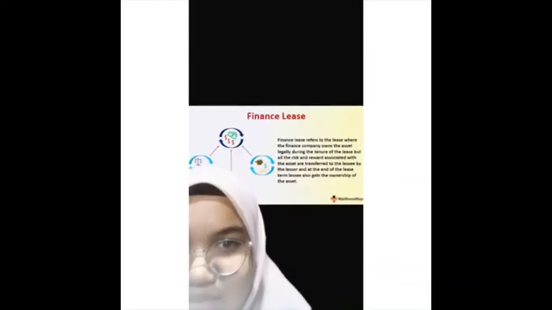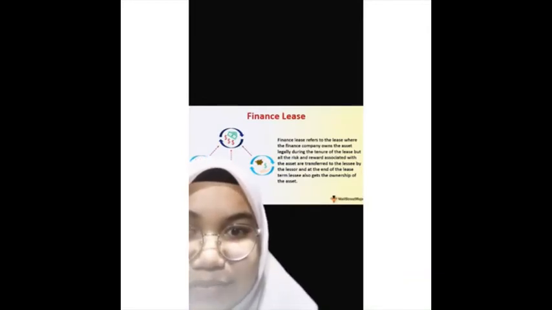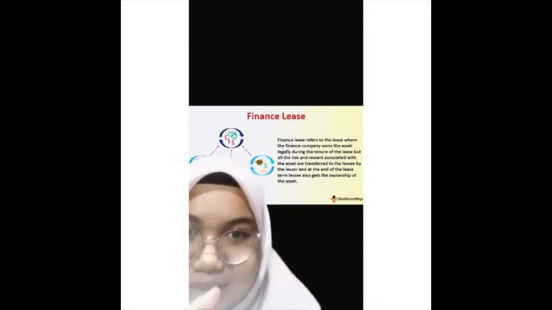Today I want to present about lease. From that, you can see what is a finance lease. Finance lease refers to the lease whereas the finance company owns the asset.